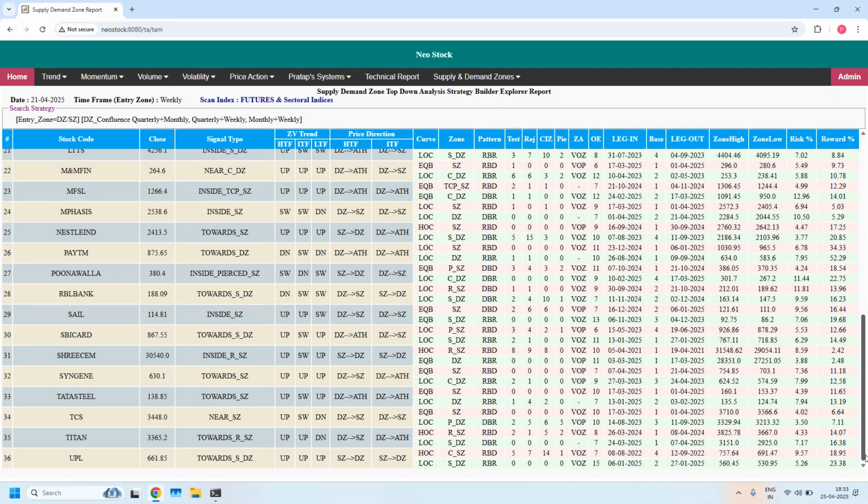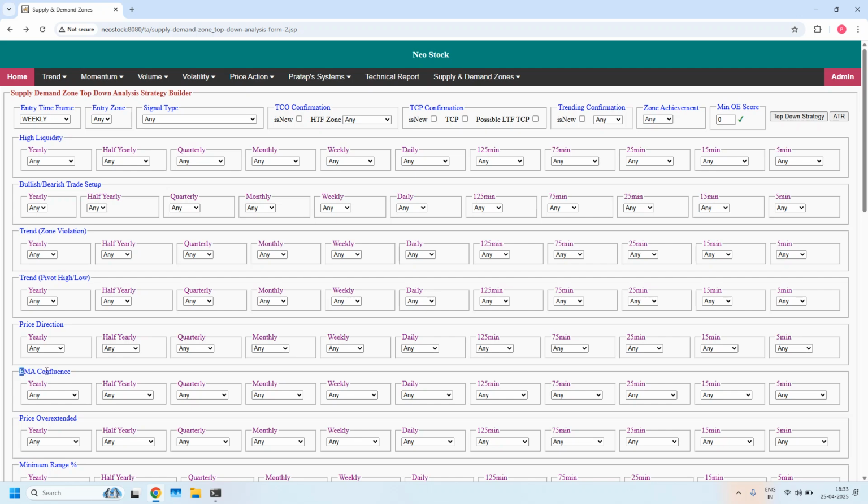So total 36 stocks are filtered. Because the list is big, what we can do, because weekly and monthly together overlapped with quarterly, let us verify any of these quarterly demand zones are having quarterly EMA confluence. So I'm going back in the EMA confluence at quarterly time frame. I'm setting the filter: quarterly demand zone having quarterly EMA confluence or not, we are checking.